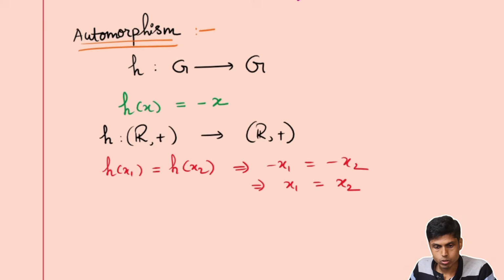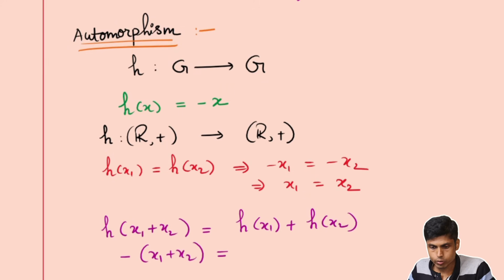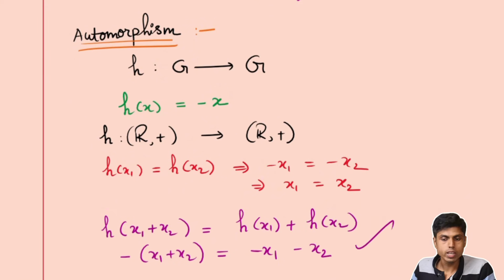Let's check whether it satisfies the group operation or not. It has to respect the group operation. So let's consider h of x1 plus x2 being equal to h of x1 plus h of x2. I know h of x1 plus x2 is minus of x1 plus x2, whereas h of x1 is minus x1 and h of x2 is minus x2. So clearly both of them are equal, and therefore this is a group automorphism.